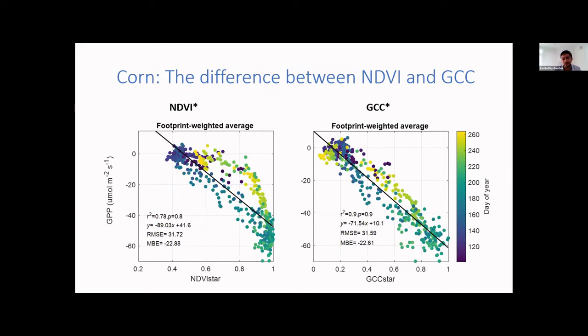You can see that if you evaluate NDVI, you see this hysteresis as a result of the differences in the reproductive stages of corn, whereas if you use GCC, you can find a very tight relationship, still with some hysteresis, but the relationship is much improved.